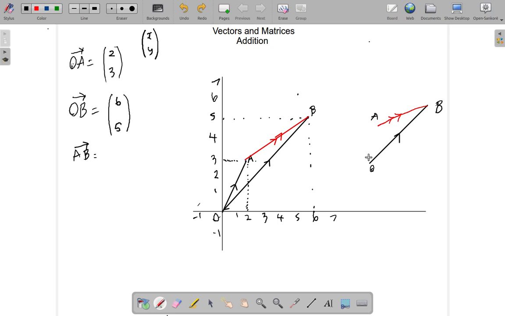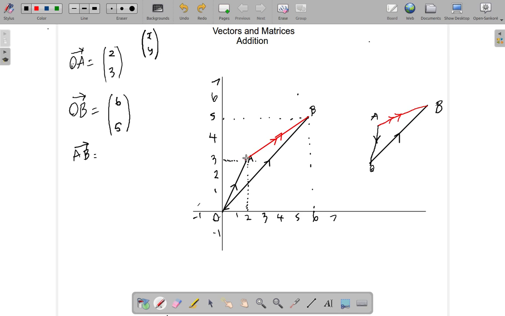As for OA, no, that is another case. Let me draw this line to represent my OA. But the thing is, the arrow was pointing up. In order for me to add these vectors, I must turn around the arrow.